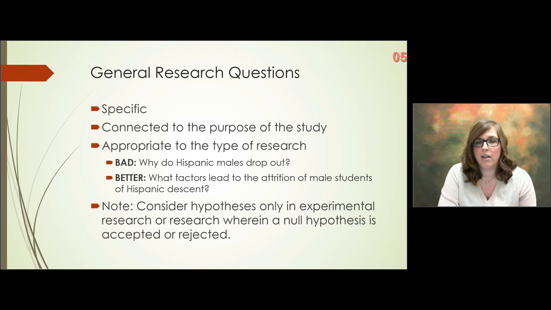So a not so great research question is, why do Hispanic males drop out? A better one, and again, this question could even be carved and honed to make it even better, more specific, was what factors lead to the attrition of male students of Hispanic descent? So I'm getting a little bit more specific, and I'm mentioning factors, which gives readers and you a clue as to what type of research you're going to continue on with.